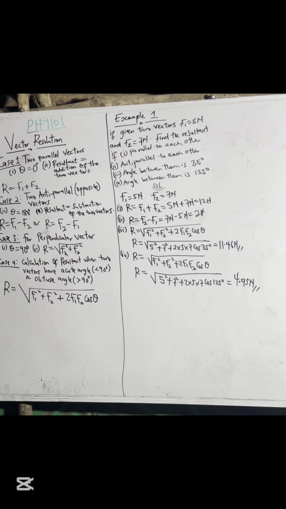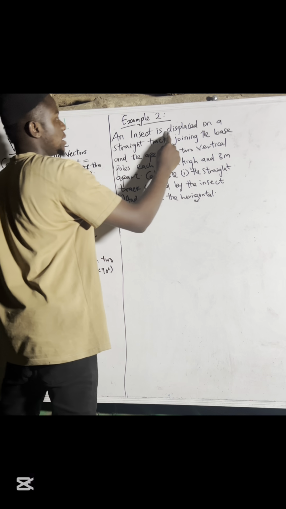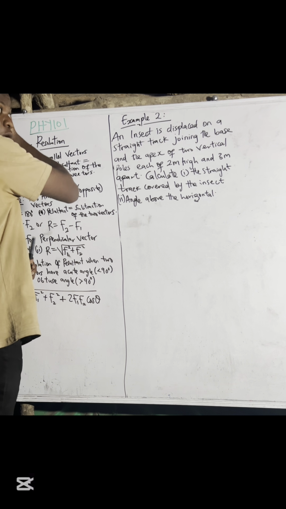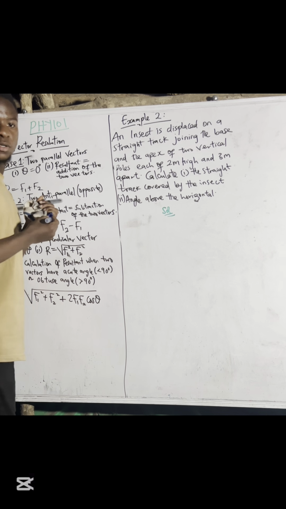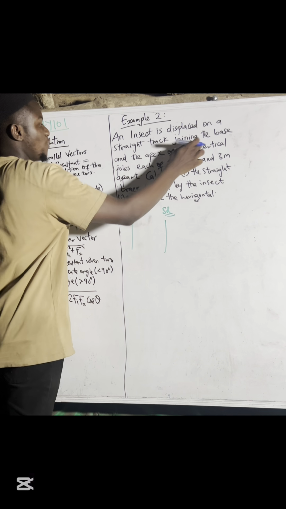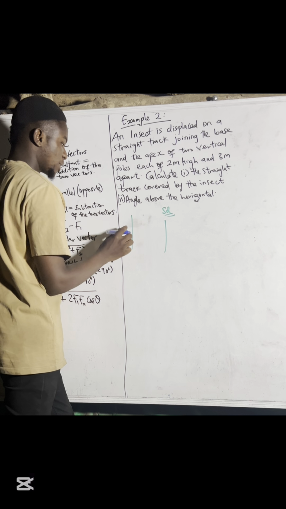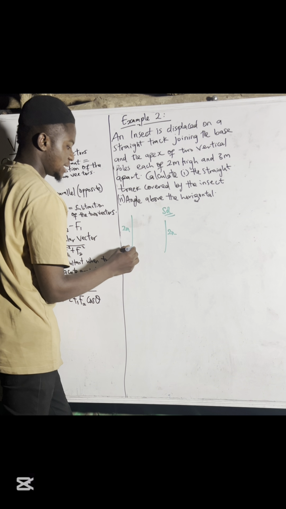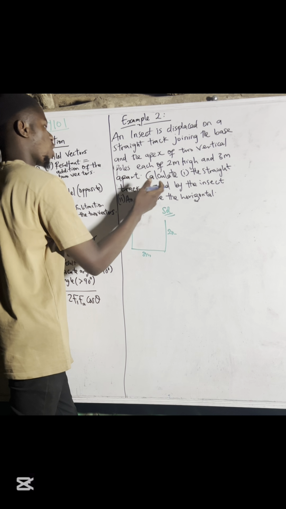Then let's look at another example before I move on. The example 2 we are going to be talking about is this. They say an insect is displaced on a straight track, joining the base and the apex of two vertical poles. Guys, let's write the solution. So let's say this is the first pole, this is the second pole, two vertical poles, each of 2 meter high. The height of this is 2 meter, this is also 2 meter, and 3 meter apart. The distance between them is 3 meter. Calculate the straight track covered by the insect.